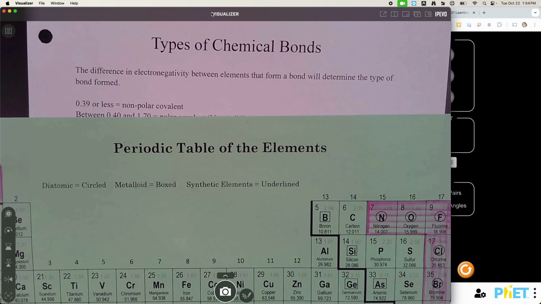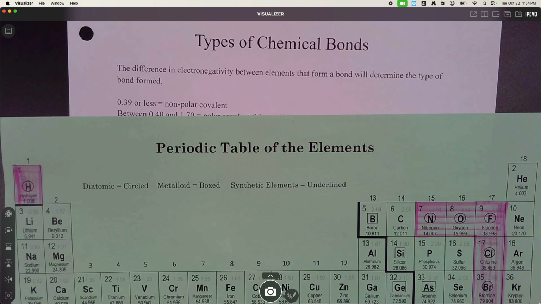For the next little bit of this, you are going to need your periodic table and this sheet that says types of chemical bonds.